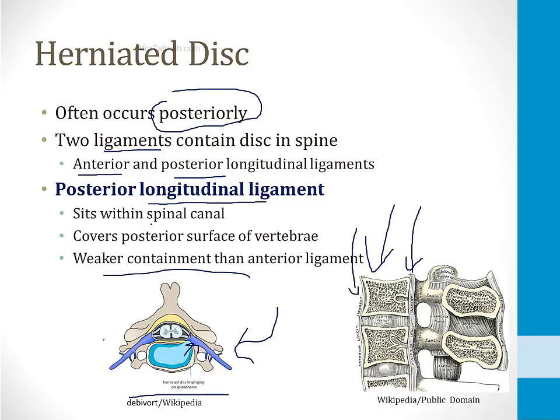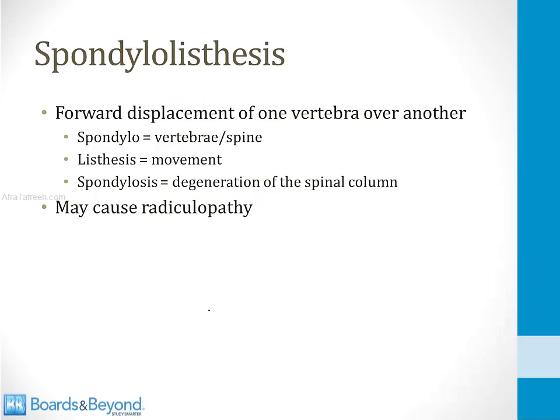The posterior ligament sits within the spinal canal as shown in the drawing, and it covers the posterior surface of the vertebrae, and it is relatively weak compared to the anterior ligament. Therefore, when these discs herniate, they often do so posteriorly, and that leads to unilateral nerve compression like shown in the drawing. Herniated discs are one of the most common causes of radiculopathy, but there are many other causes.